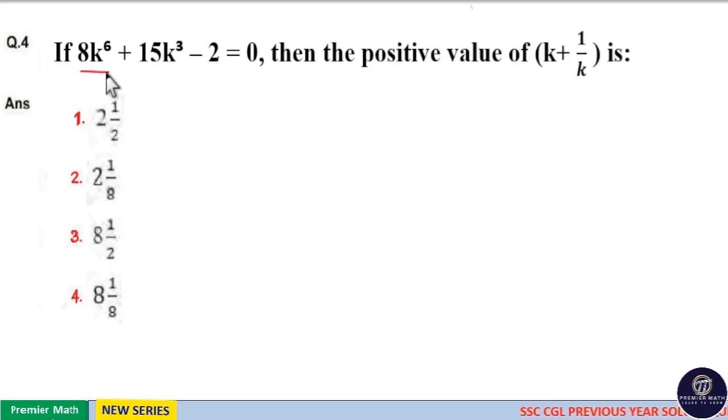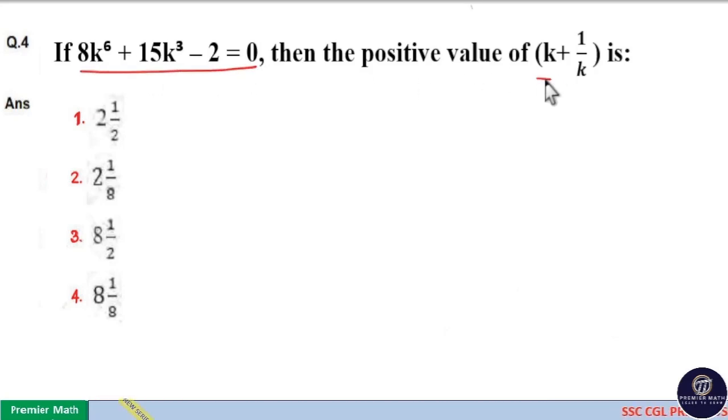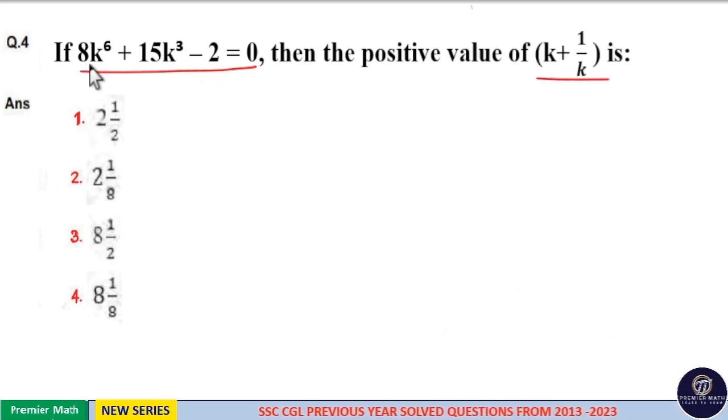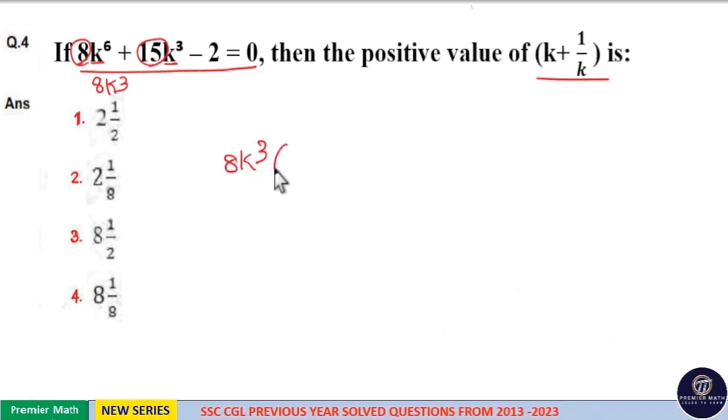If 8k raised to 6 plus 15k cube minus 2 equal to 0, then the positive value of k plus 1 by k is. Here, in order to solve this, take a common factor outside of this equation. This is k raised to 6 and this is k cube. So, k cube is common. And this is 8 and this is 15. 8 is common. So, take 8k cube outside.